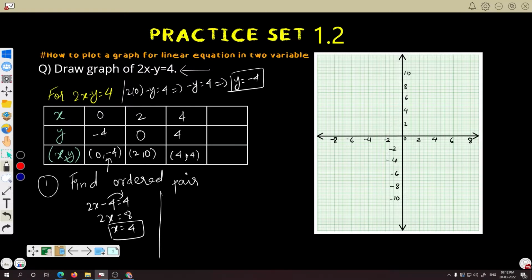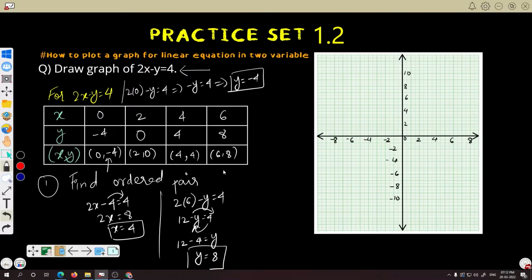So for this, if I take x as 6, then the equation will be 2 into 6 minus y is equal to 4, which means 12 minus y is equal to 4. Now shift this minus y to the other side and shift this 4 to the left hand side. So 12 minus 4 is equal to y, which means y is equal to 8. So the value of y is 8. Coordinates are 6 comma 8.